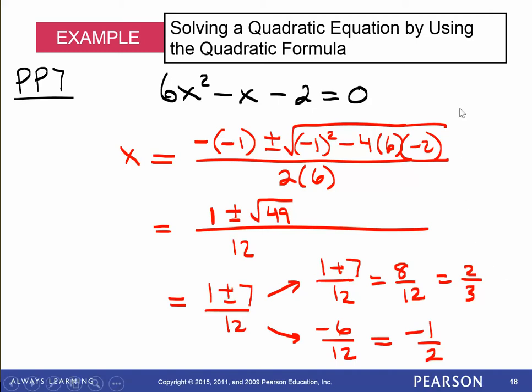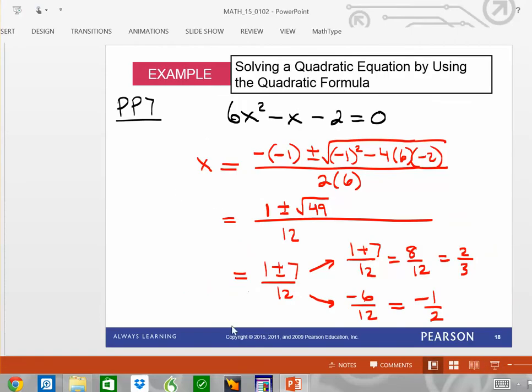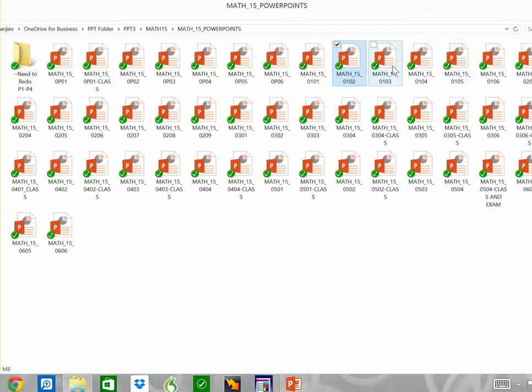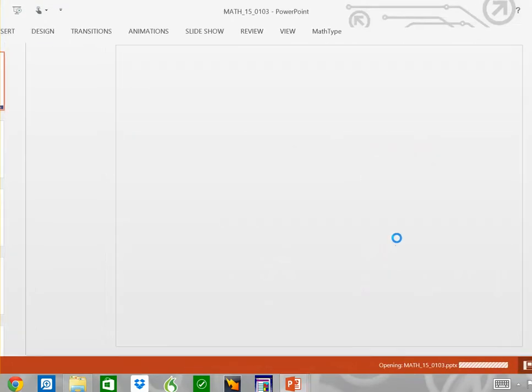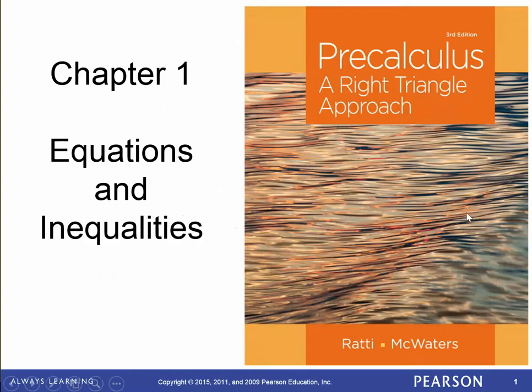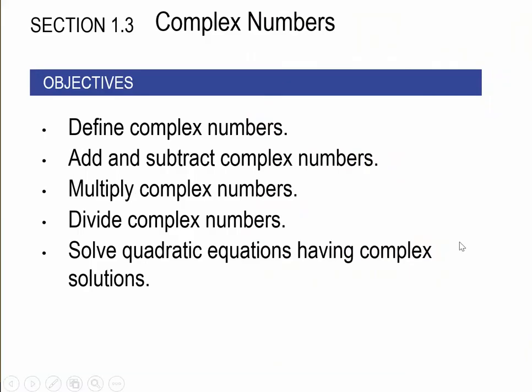Okay, with that, that is for quadratic equations. That's it. That's the way we solve quadratic equations here. So we're going to do one more section here. Still dealing with equations, but we've got to talk about the complex numbers, and really we're trying to get to the point of solving them.